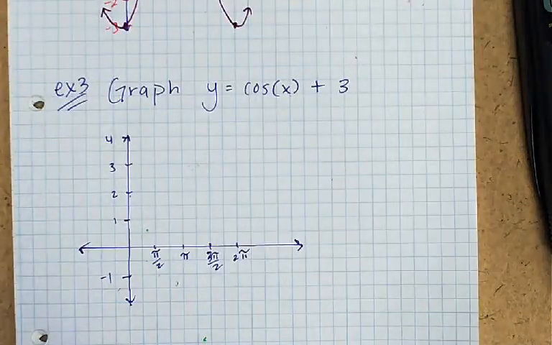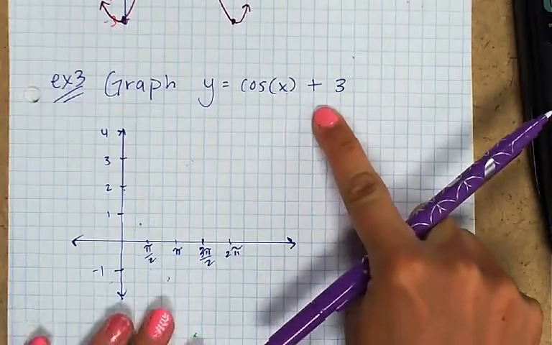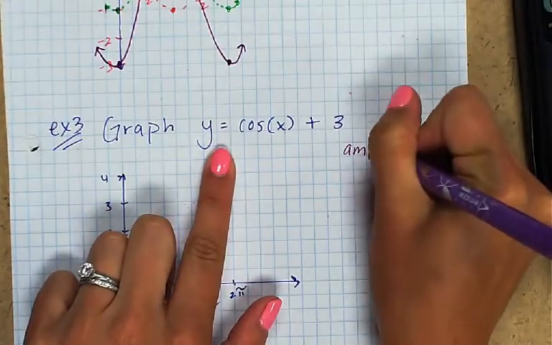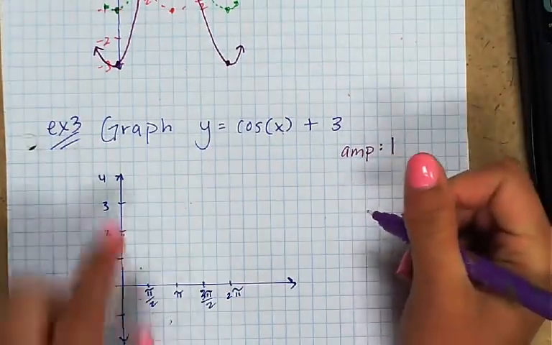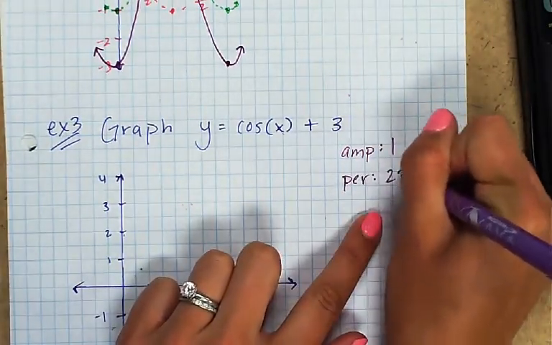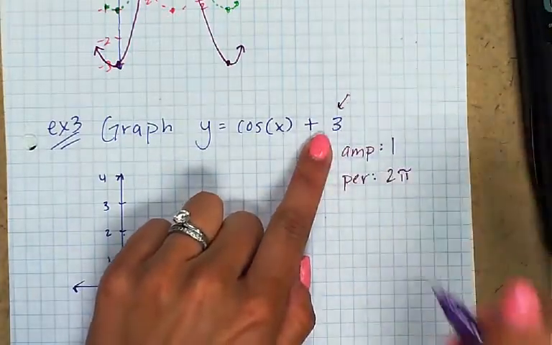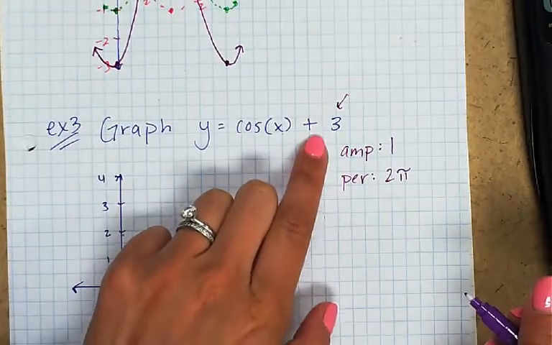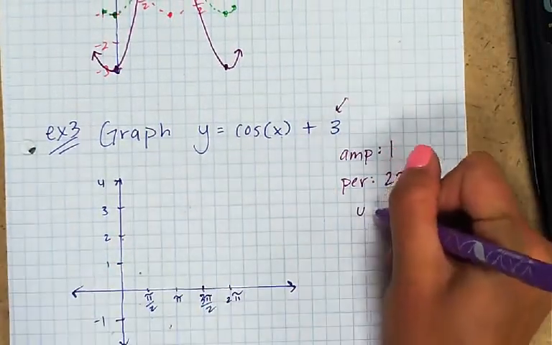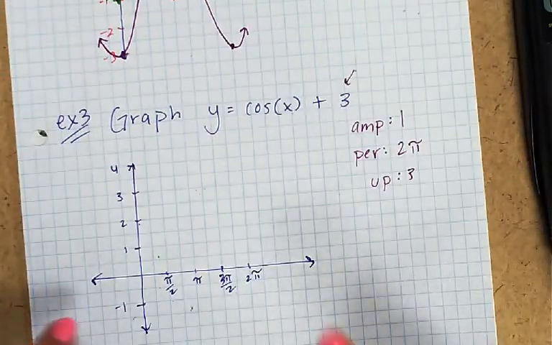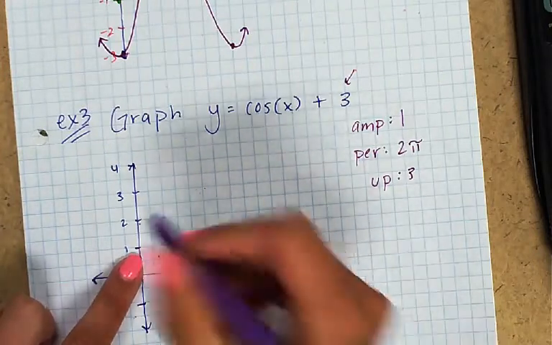Okay, the last one we're going to do here has a shift at the end. If there's a number in front, that changes how tall it is. That changes the amplitude. This one, we don't have one, so our amplitude is just 1. We're going to keep it the same as the basic graph. There's no change to the period. Again, that's going to come in the next lesson. Now, if there's anything being added or subtracted at the end, that's in charge of moving your graph up or down. Since this says +3 at the end, I know that we're going to take our basic graph and shift it up 3. Okay, so cosine starts and ends at 1.